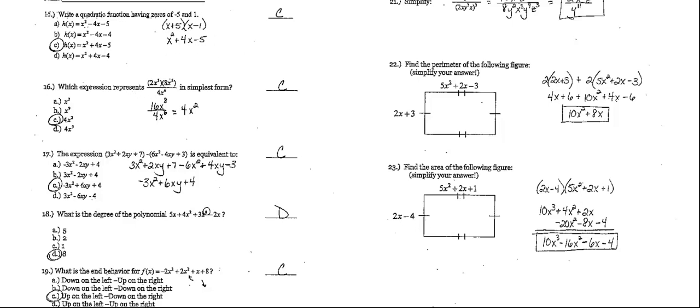Number 16, you're multiplying monomials and then dividing by a monomial. So when you multiply monomials, you multiply the coefficients and you add the exponents. Then when you divide, you simplify 16 over 4 like a fraction. Well, it divides evenly here, and you subtract the exponents.